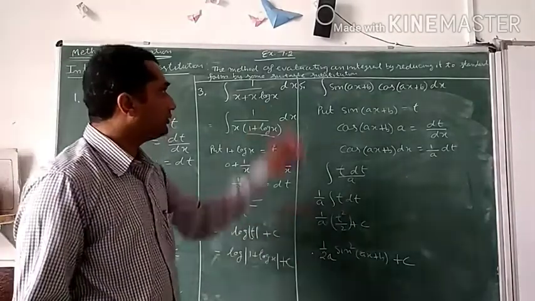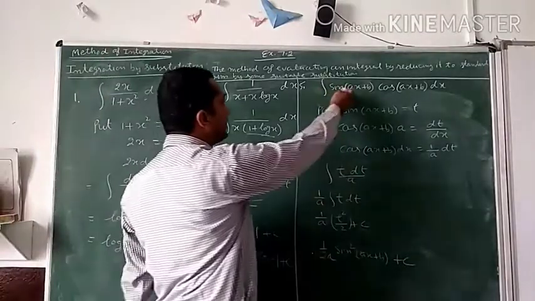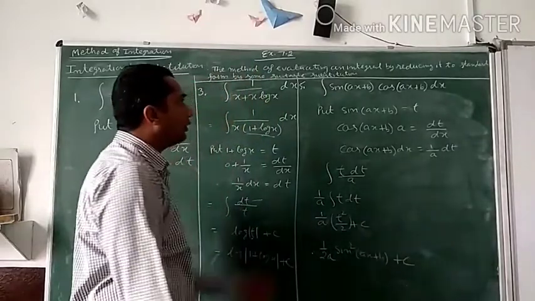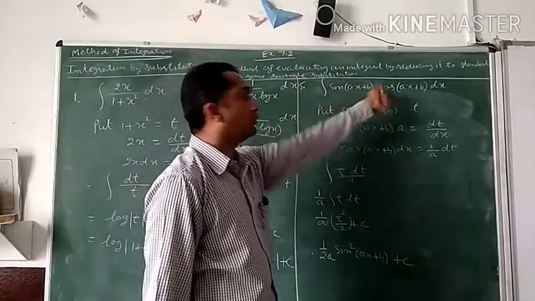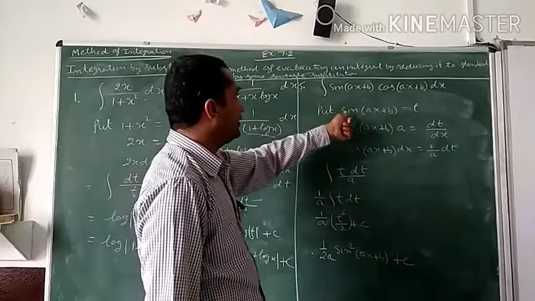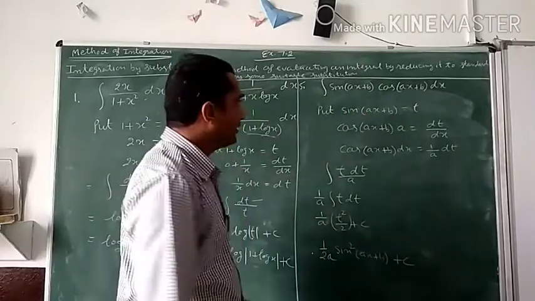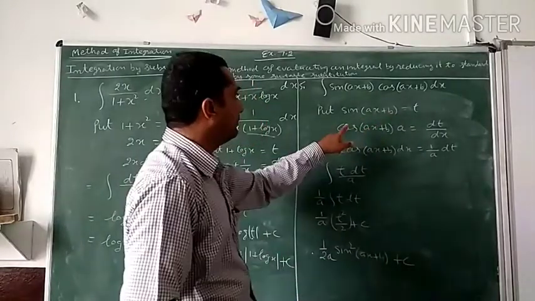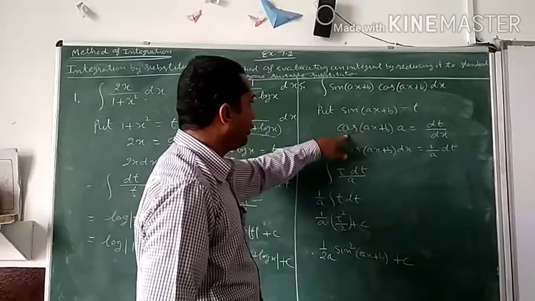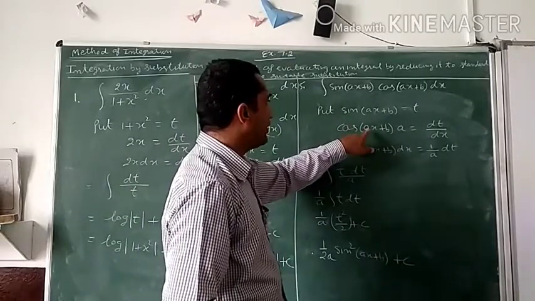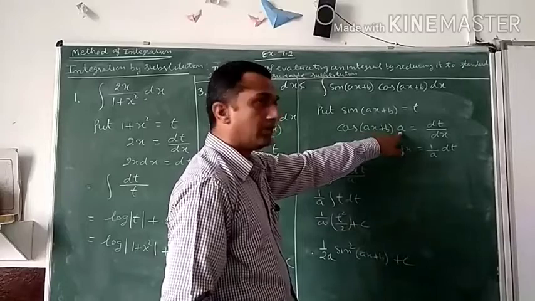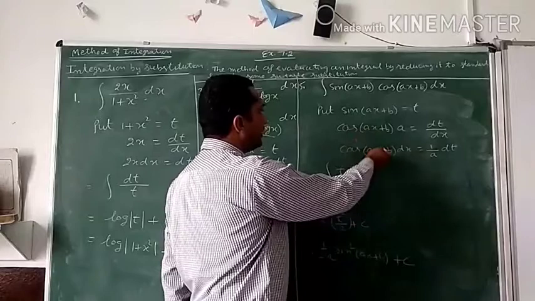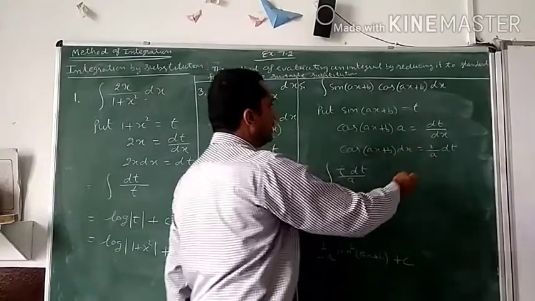Now next, question number 5 is integrating this function, sin(ax plus b) over cos(ax plus b) dx. Now you know that the derivative of sin x is cos x. So you can substitute here sin(ax plus b) is equal to t. Differentiating both sides, cos(ax plus b), applying the chain rule here, the derivative of ax is multiplied. So a cos(ax plus b) is equal to dt over dx. This is very simple.